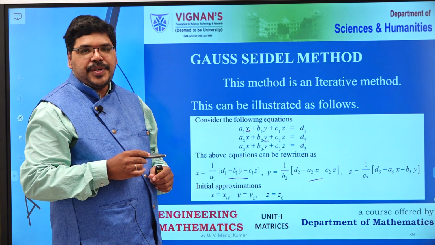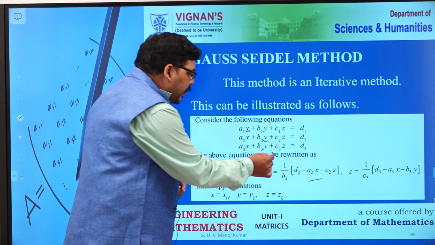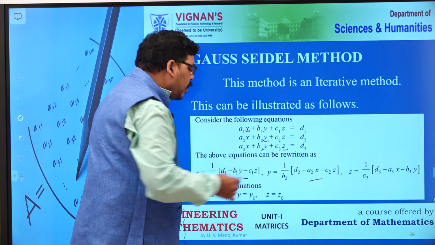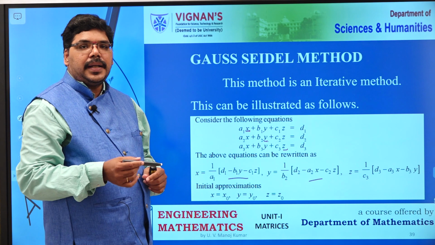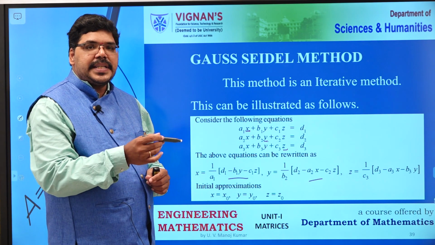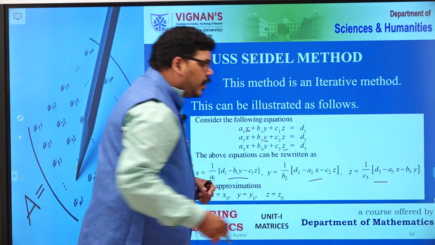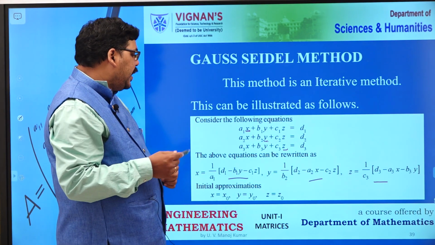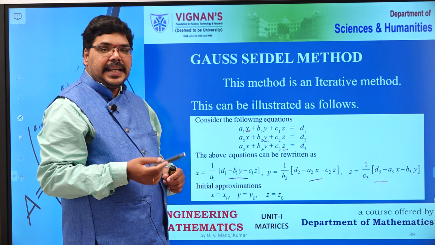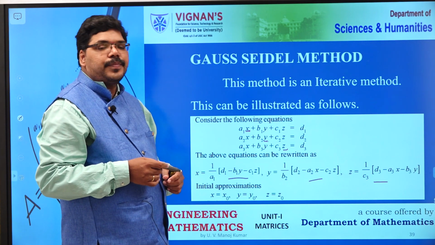Similarly, from the third equation, write the expression for z. When you write the expression for z from the third equation, we will get z equals d3 minus a3x minus b3y, whole divided by c3.